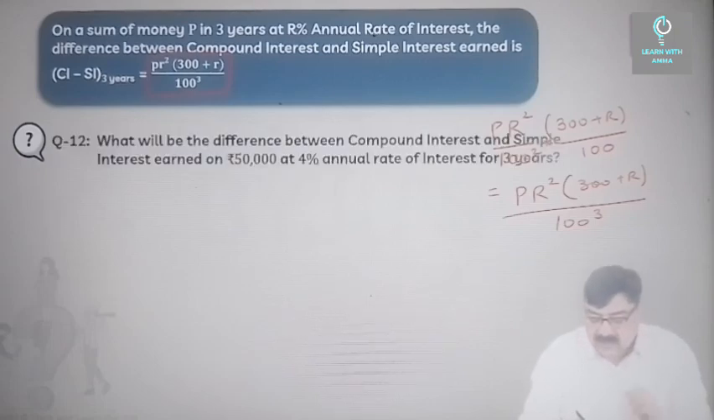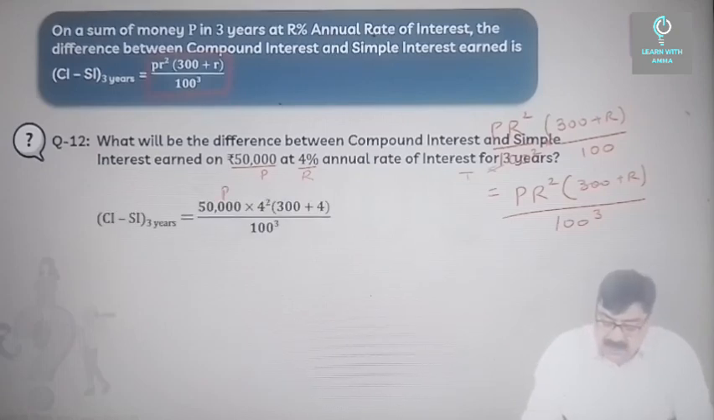Now let us solve a question which is based on this. So what will be the difference between compound interest and simple interest earned on rupees 50,000? That is P, 4%, that is R, 3 years, that is T. So we already are aware of this formula. This is P, this is R square, all right? This is 300 plus R, and this is 100. Now you just need to resolve this.